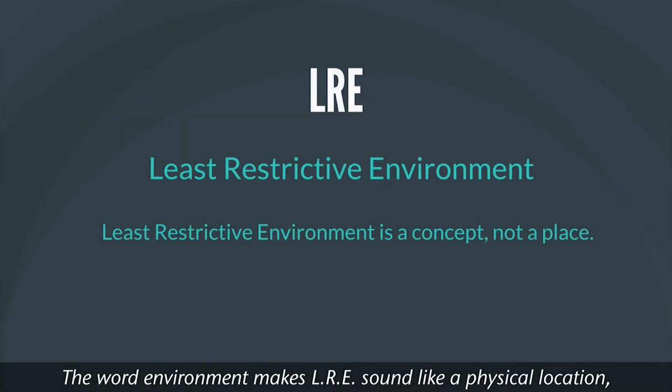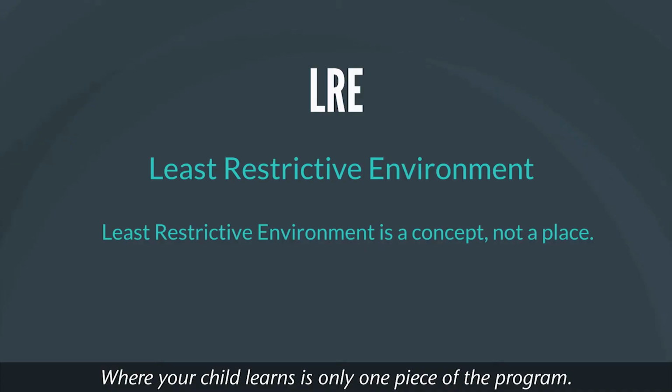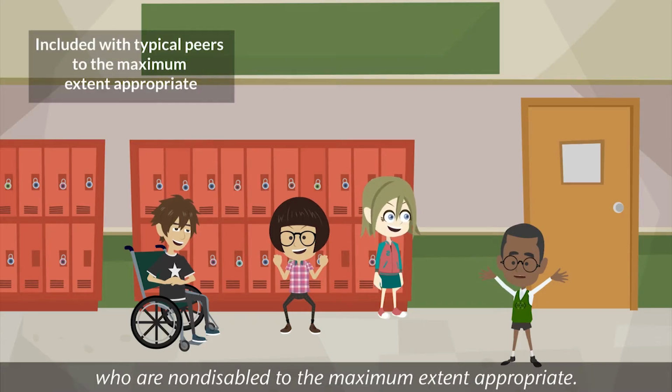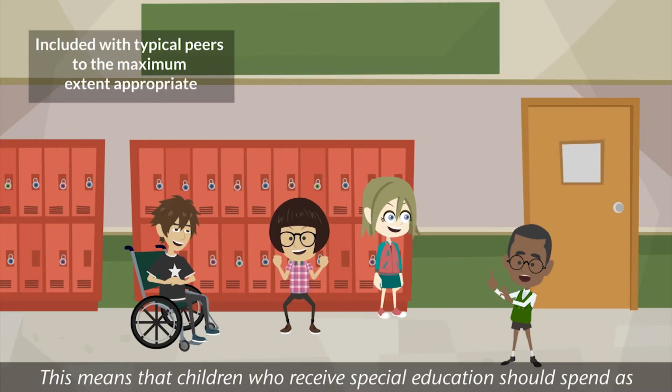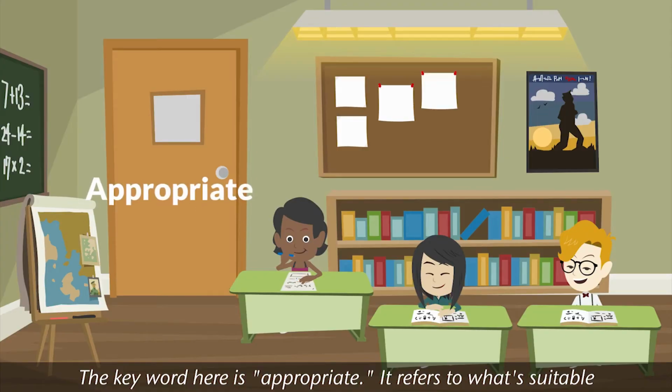The word environment makes LRE sound like a physical location, but it's actually a term to describe your child's educational program. Where your child learns is only one piece of the program. IDEA calls for children with disabilities to be educated with children who are non-disabled to the maximum extent appropriate. This means that children who receive special education should spend as much time as possible with peers who do not receive special education. The key word here is appropriate.